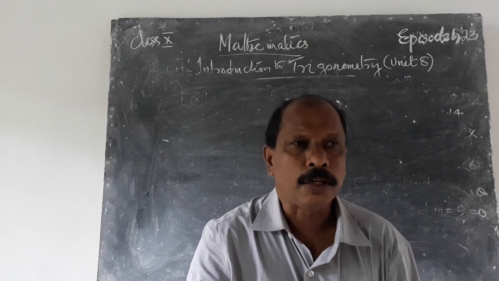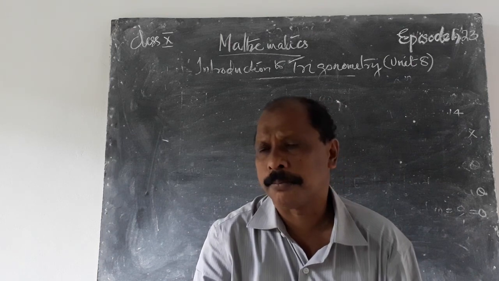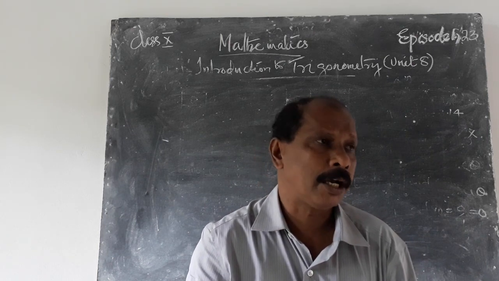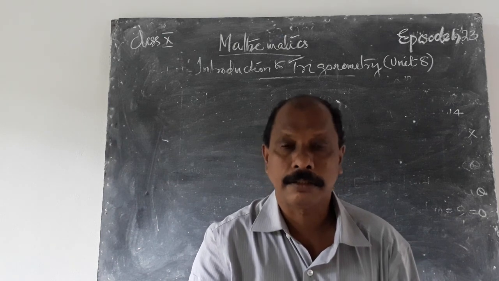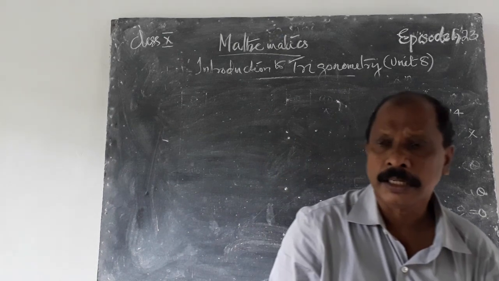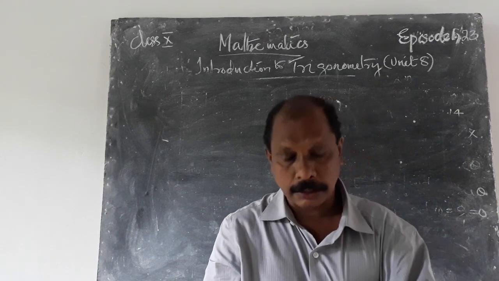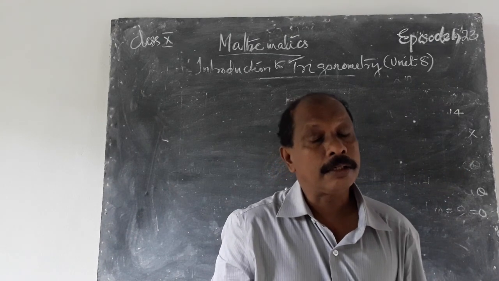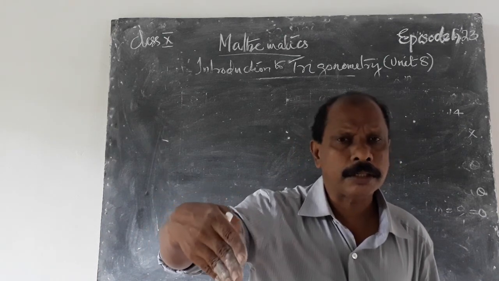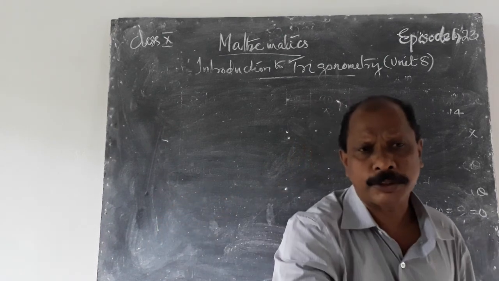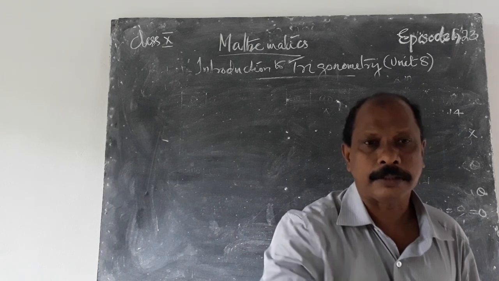Then we know that sin theta is opposite side by hypotenuse, and cos theta is adjacent side by hypotenuse. On division, we get AB by BC, that is tan theta. Therefore, the first result is sin theta by cos theta is equal to tan theta, and therefore cos theta by sin theta is 1 by tan theta. What is 1 by tan theta? Cot theta. Therefore, sin theta by cos theta is tan theta, and cos theta by sin theta is cot theta.